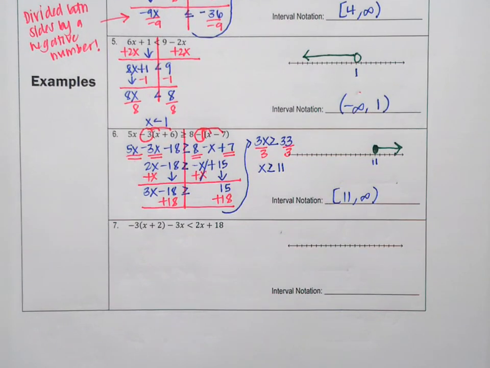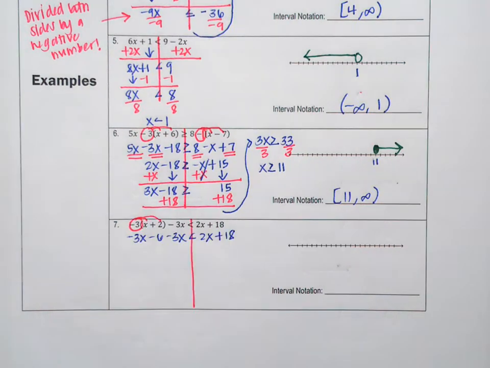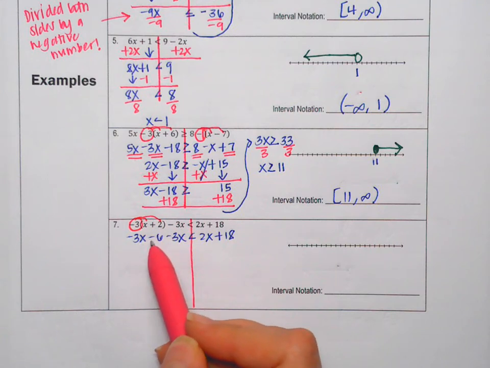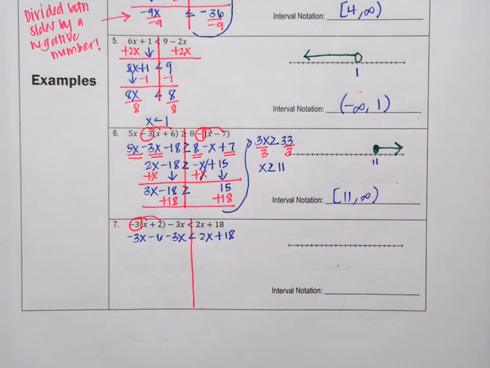Okay, last problem. So what I want you guys to do is I want you guys to do the first step on your own. So do the first step on your own. So first step was to distribute. I distributed the -3 to x and 2 to get -3x minus 6. Okay, continue on, do the next step.